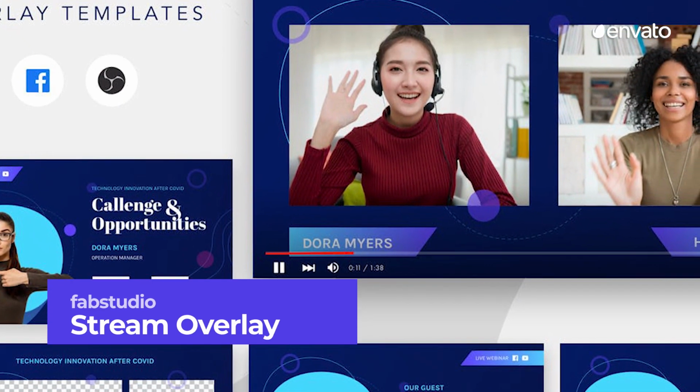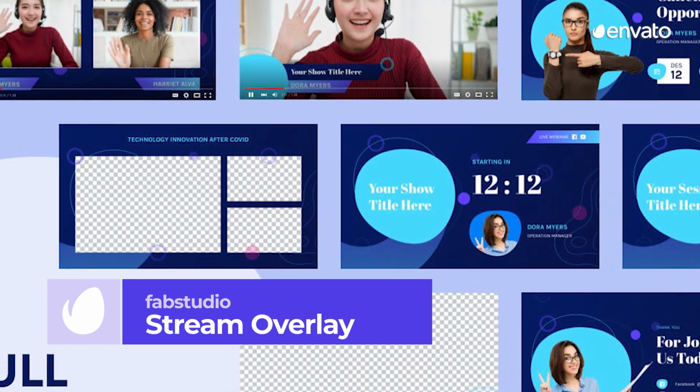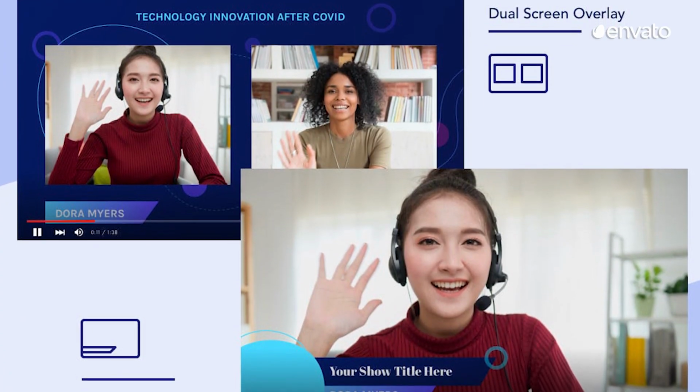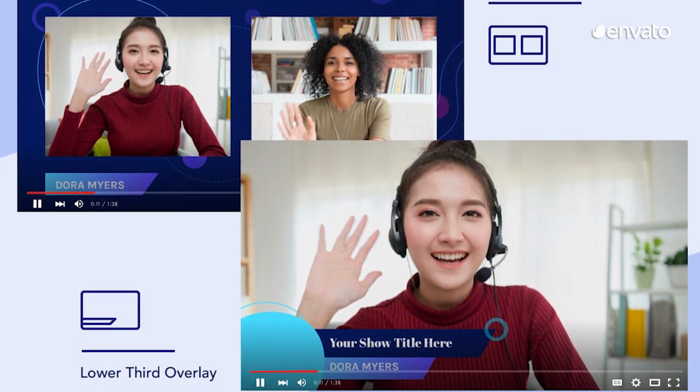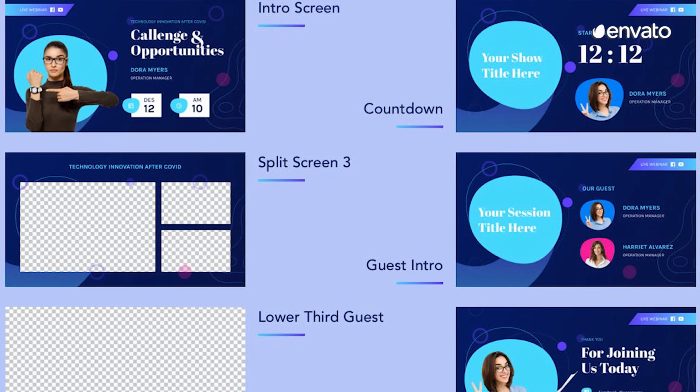Number 2. Stream Overlay by fabstudio. If you need a professional yet inspired vibe for your stream, look no further than this minimalist overlay pack. It is perfect for influencers, lifestyle vloggers, and other creative channels on Twitch, YouTube, and similar hosting platforms.